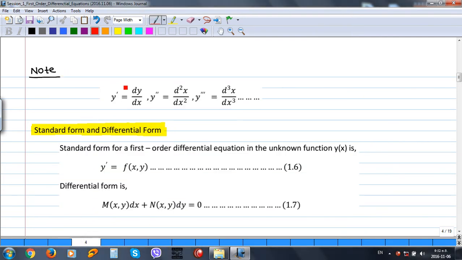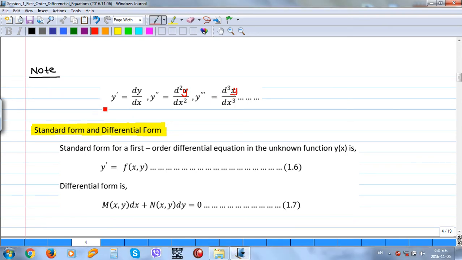Then note, this is a notation. Normally we denote y dash as dy/dx, y double dash as d squared y over dx squared, and y triple dash as d cubed y over dx cubed. That is the notation.